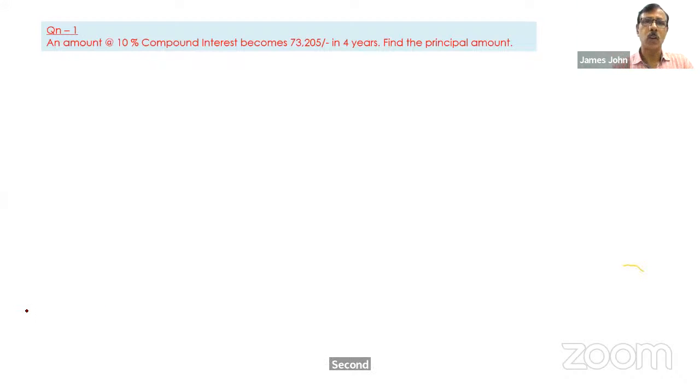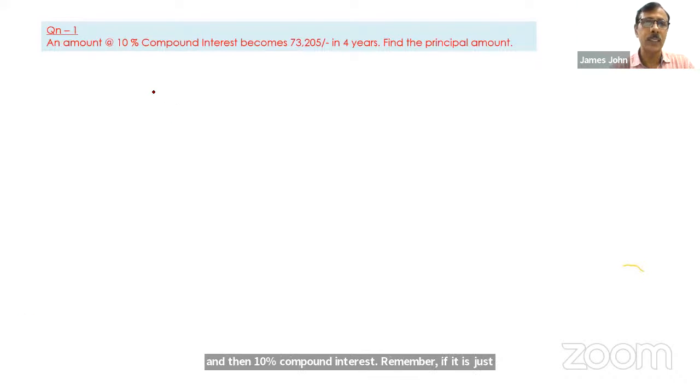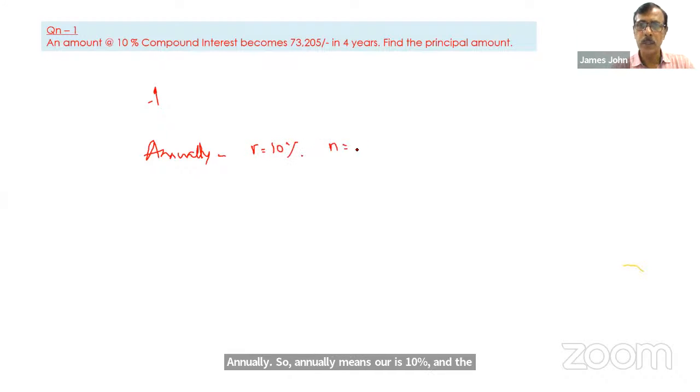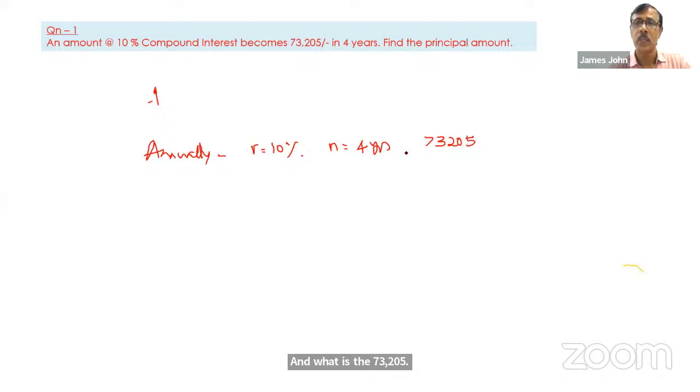An amount at 10% compound interest. Remember, if it is just compound interest, the compounding is annually. So annually means R is 10% and N is 4 years. And an amount becomes 73,205 in 4 years. So this is A. So you have been given R, N, and A.